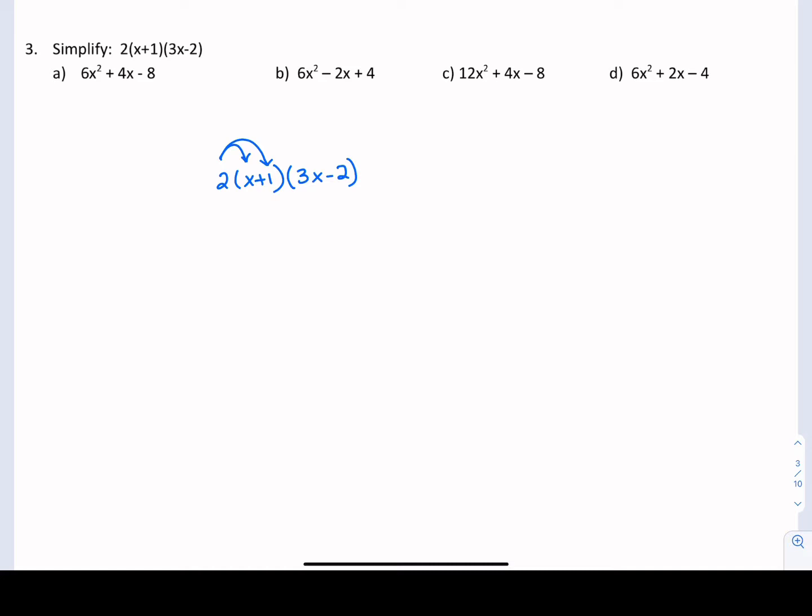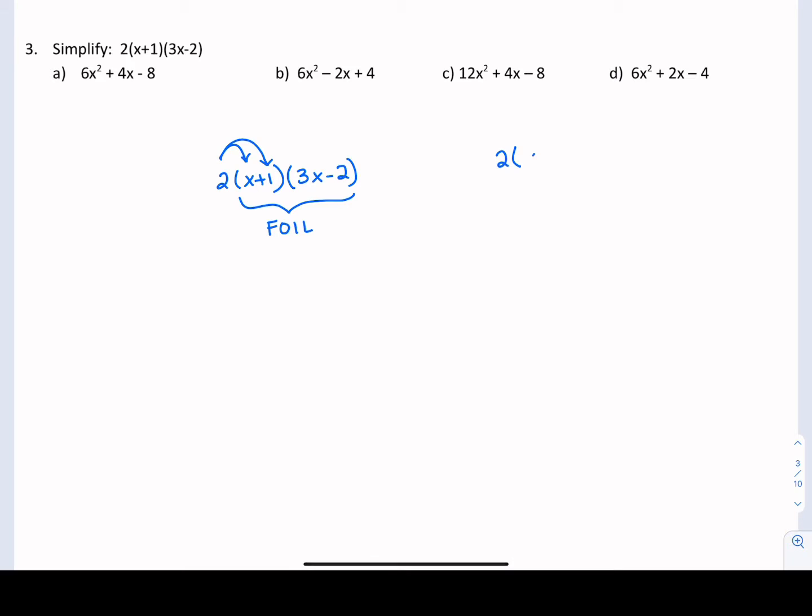If you ever have something where you need to distribute a number out front, but you also have 2 binomials, so these are two-term polynomials that you have to multiply together, this is often what we call a FOIL problem, where you're going to multiply first terms, outer terms, inner terms, and last terms. So I like to FOIL or multiply those two binomials first, and then I'll distribute that 2 after the fact. So let me show you what that looks like.